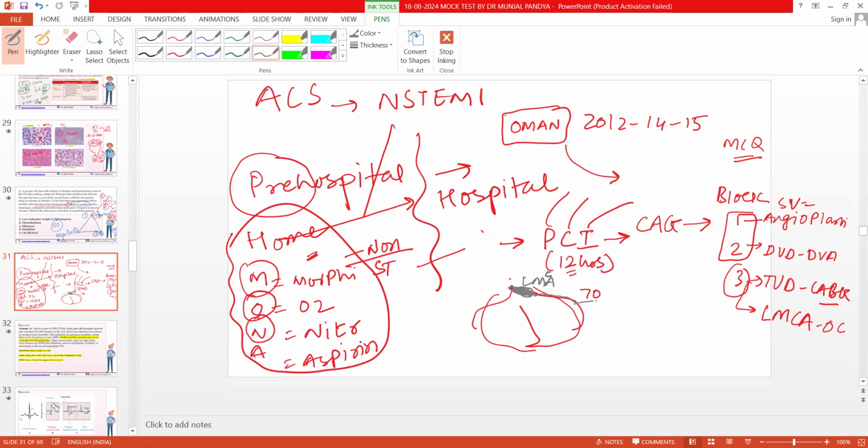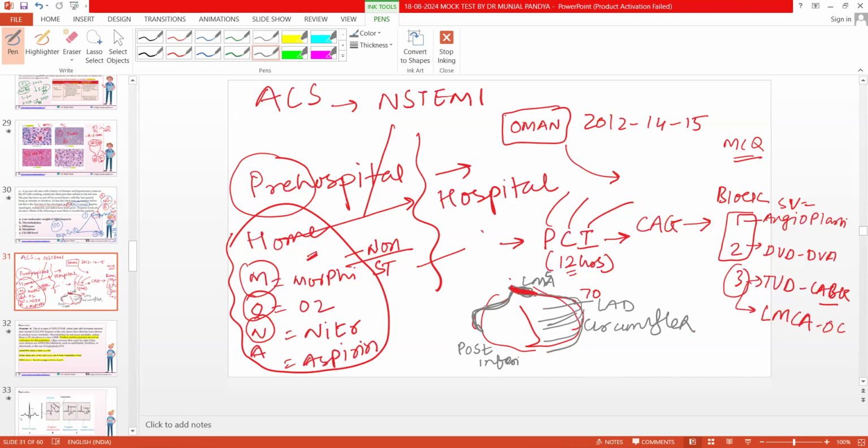Then down it becomes the left anterior descending artery, and it supplies different parts of the ventricle, right? This is called the circumflex. And the right coronary artery supplies 20 to 30% of the blood, and it supplies the posterior wall and inferior wall of the heart. This supplies the anterior wall, lateral wall, and mainly the left ventricle. This is how it goes.